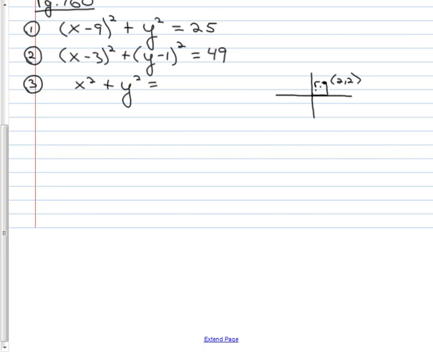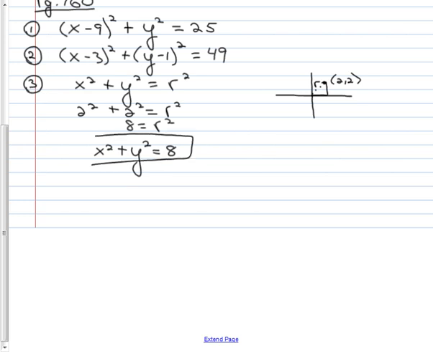Pythagorean theorem. Okay, sure. Which, guess what? It's just filling in x and y right over here. 2 is an x and 2 is a y. 2 squared plus 2 squared must equal the radius squared. 2 squared is 4. What's 4 plus 4? 8. 8 is the radius squared. Now I can write the answer. What's the equation of the circle? X squared plus y squared equals 8. Don't square that 8 because 8 is already the radius squared.